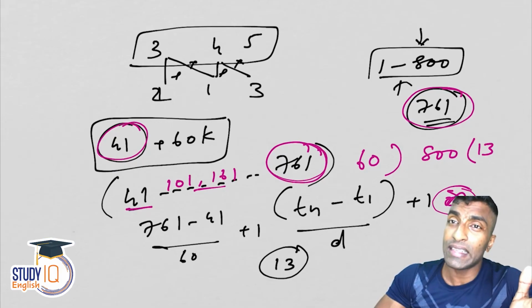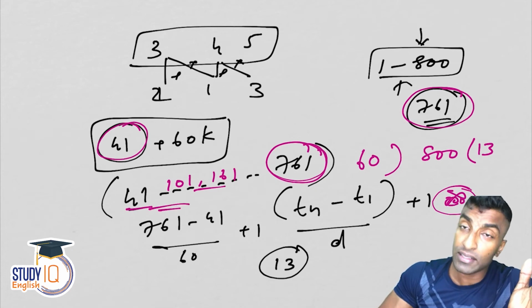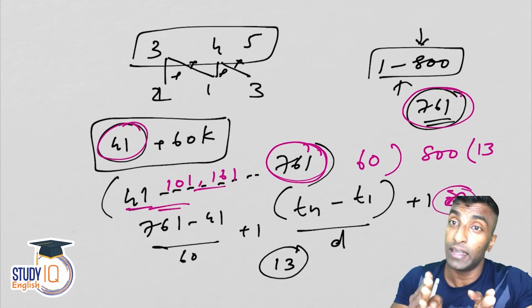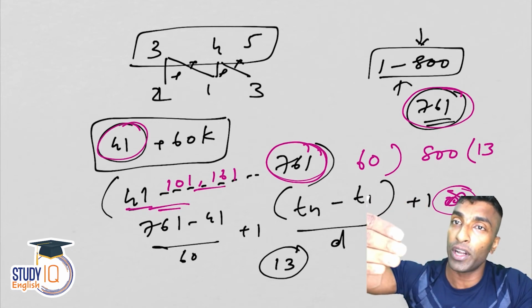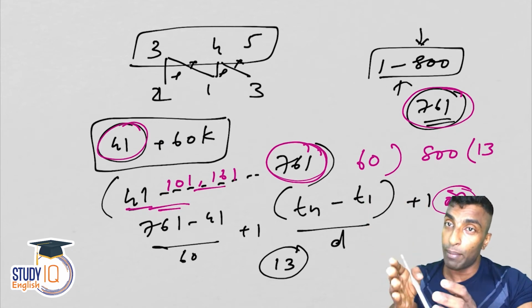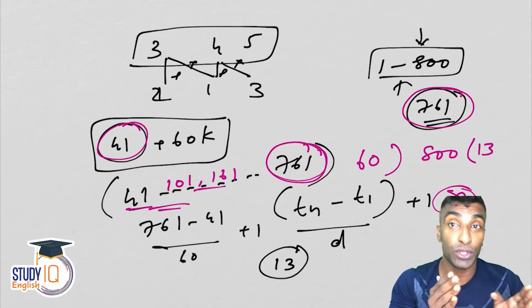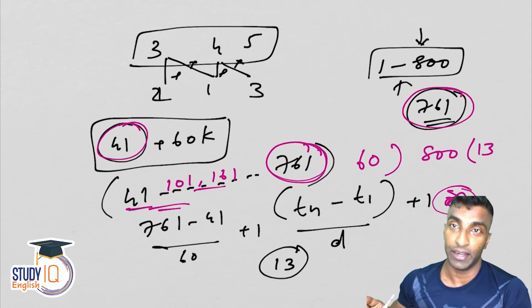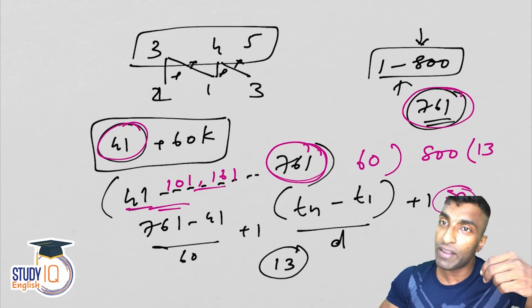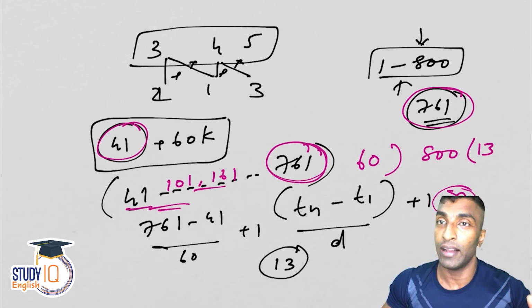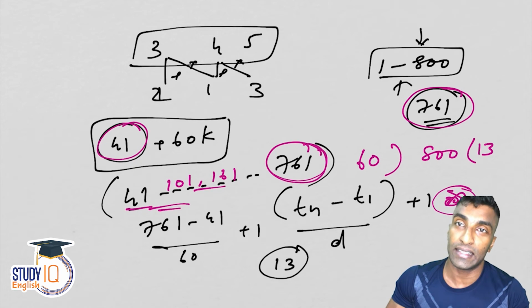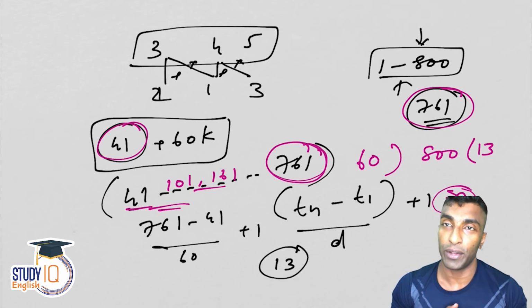But I cannot take 780 because my number is not a multiple of 60. It is a multiple of 60 plus 41. So when I add that 41, it crosses 800. So I'm looking for the previous multiple now, so that it does not cross 800. Once I know 780 is a multiple, now it is easy: just minus 60, 720, and then add 41, 761. That is how I got my last number.